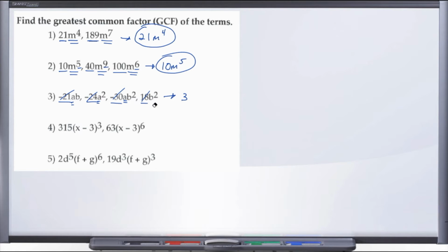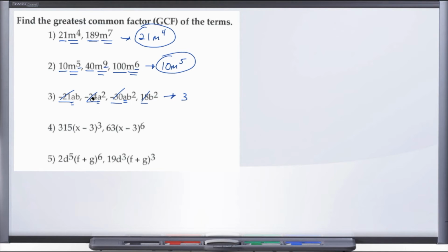Well, I underlined b, but we can clearly see that a is not common in this last term, this 18b squared. So a will not be a common factor. It won't be a GCF. So we can ignore the a. Well, how about b? Is b in every single term? Well, we have a b here.